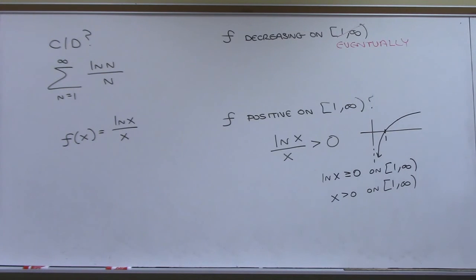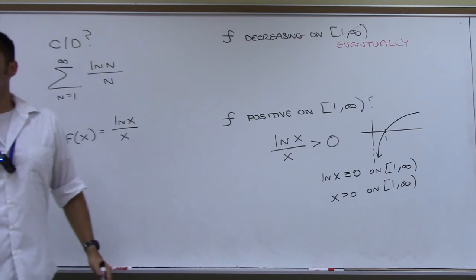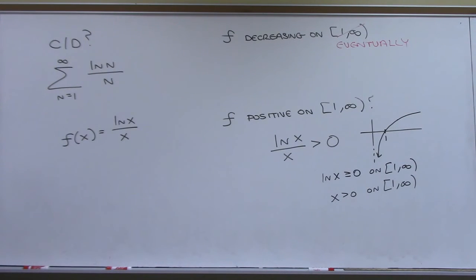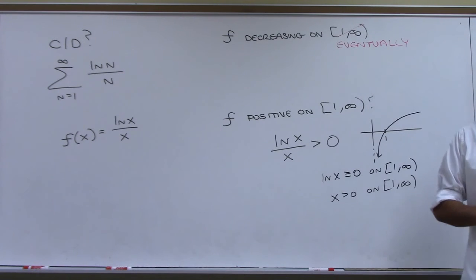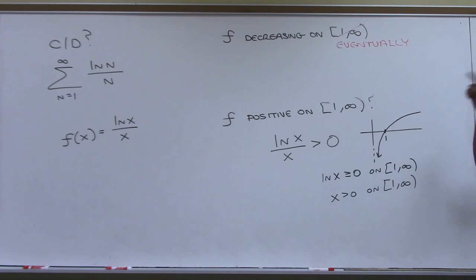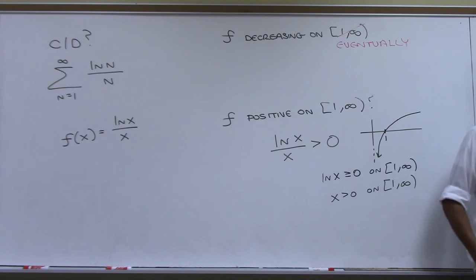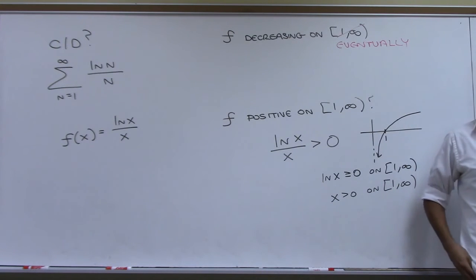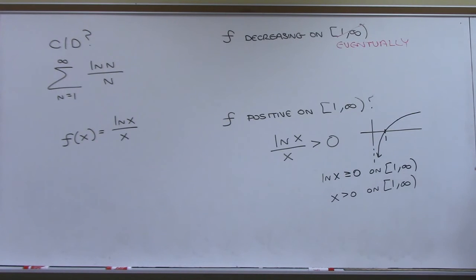Who wants to tell me how they would figure out if a function is decreasing? Anyone have any idea of how you could show me whether or not a function decreases? You could just look at, like, plug in values. That's a way of convincing yourself it's decreasing sometimes, but how do I show you it's decreasing on the entire interval? Think Cal 1. What was Cal 1 about?